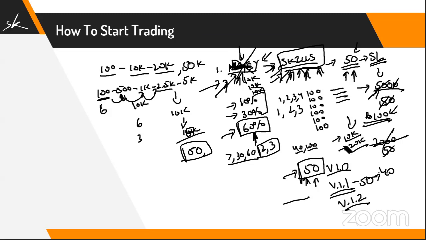Let's check what queries I have in the chat box. Which one is better, demand and supply or trend line? Are you talking about the way to do the trend analysis? Again, it's not that one of them is better and the other is not good. Whatever you are comfortable with, you can start using it.